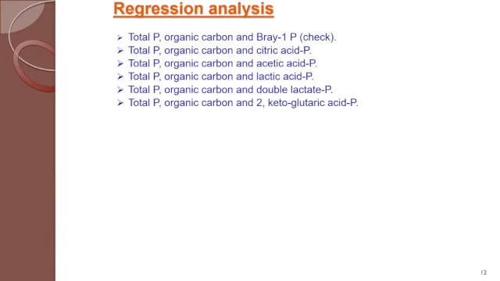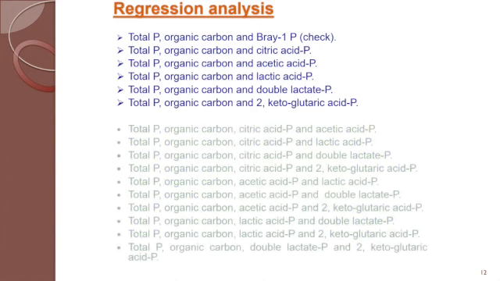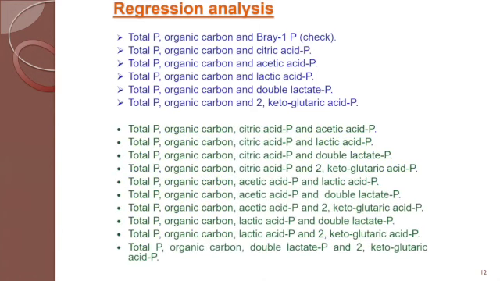For objective 2, the data generated were subjected to multiple linear regression analysis with total P as dependent variable. The relationship of total P, organic carbon, and all other extractants along with the check extractant was individually determined. Then the relationships considering all the possible combinations of extractants were identified. The stronger relationship will give the suitable extractant.